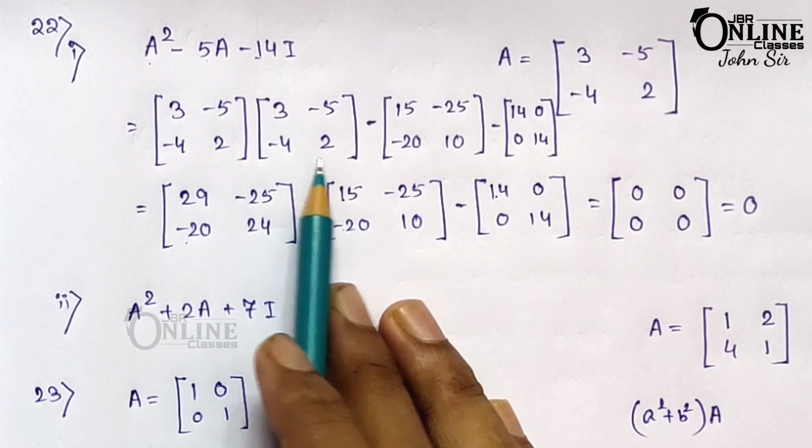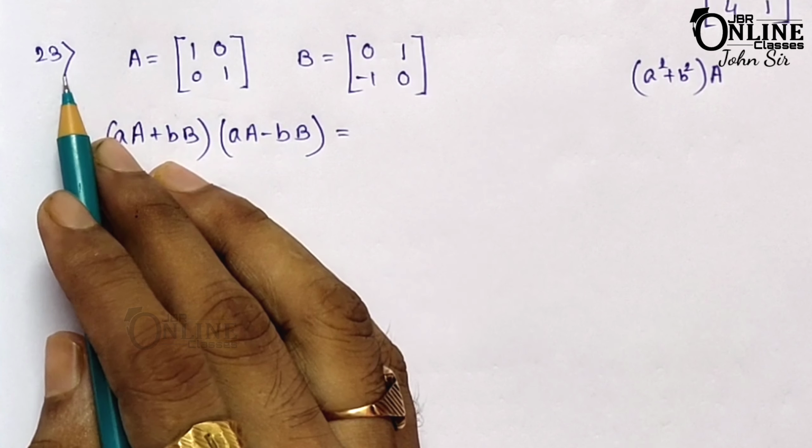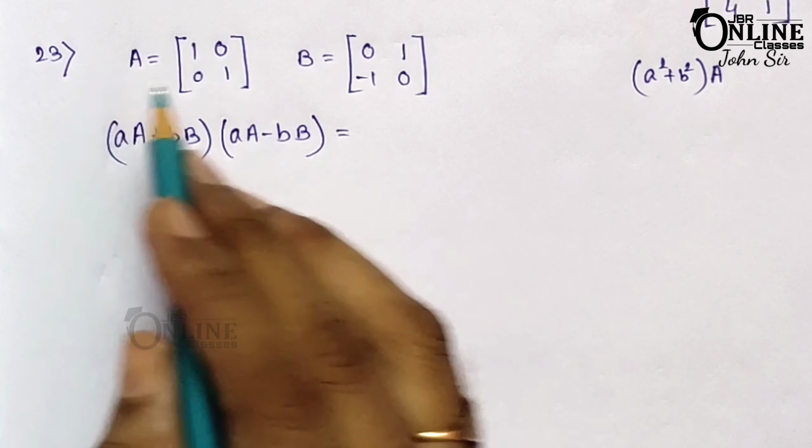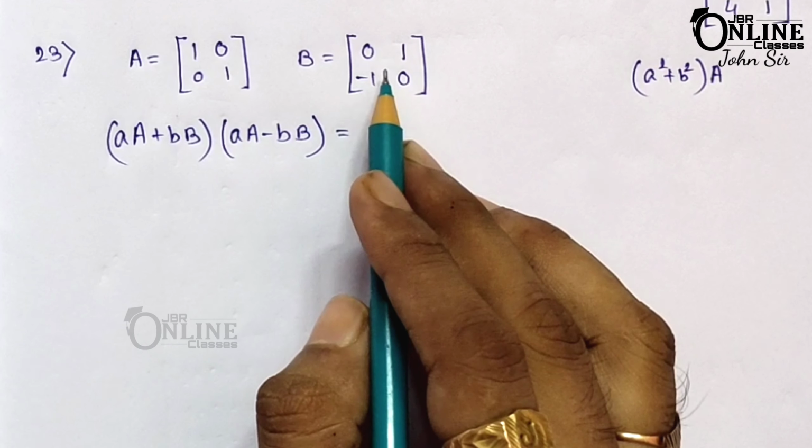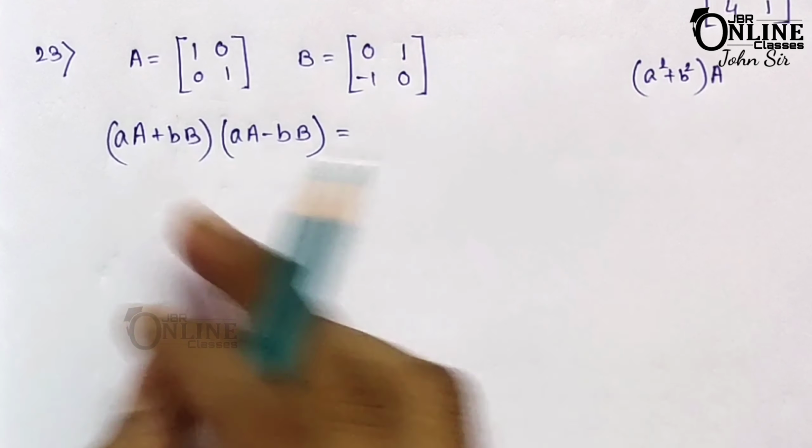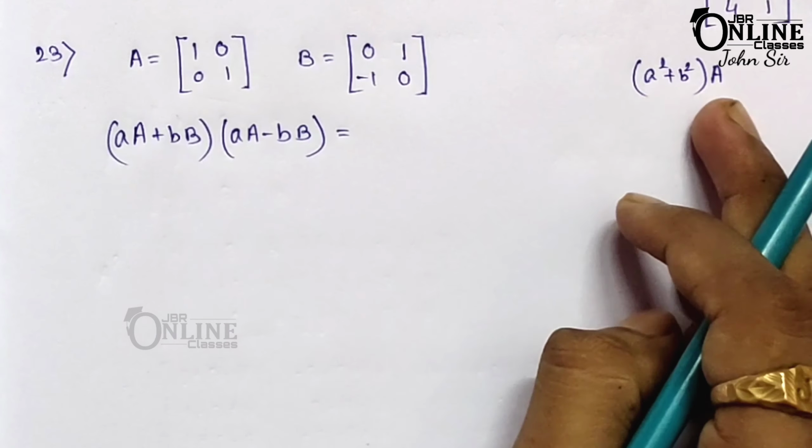So I hope you can solve it. So next move on to the sum number 23. In sum number 23, A equal to this one, B equal to this one. And you have to prove that this one equal to this one.